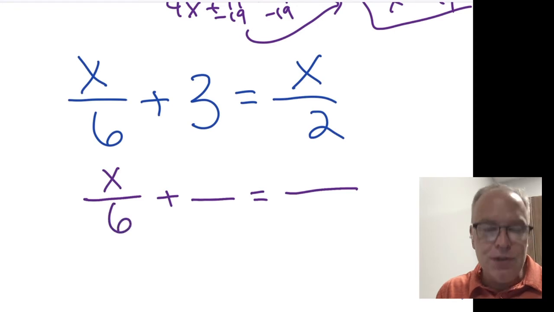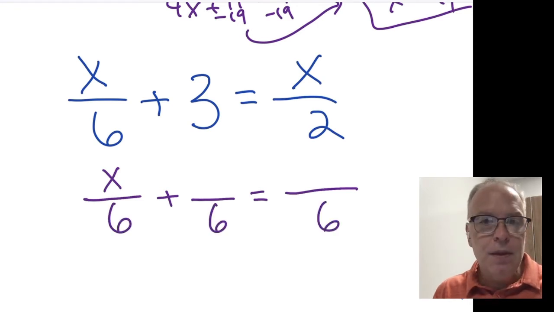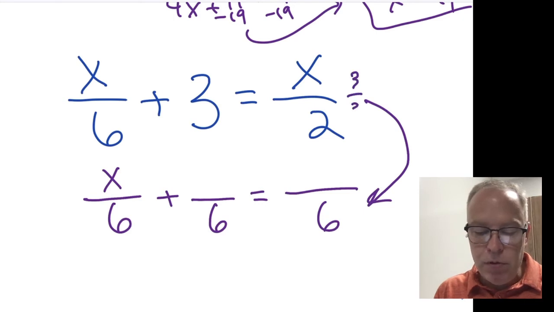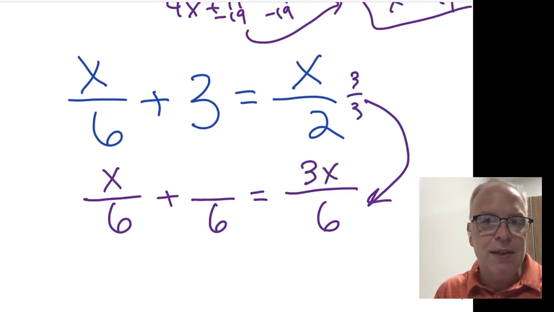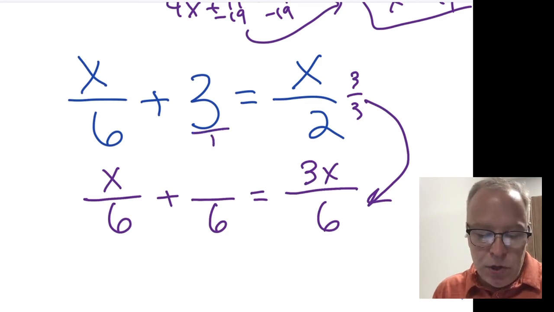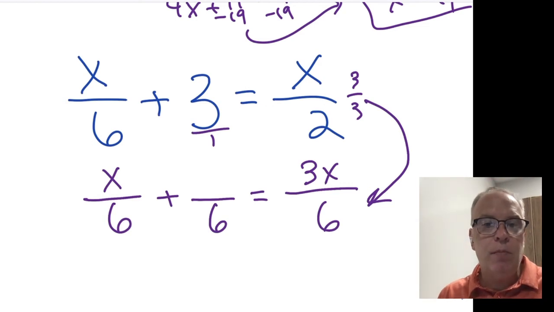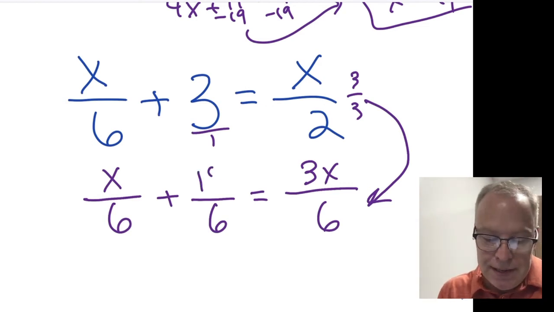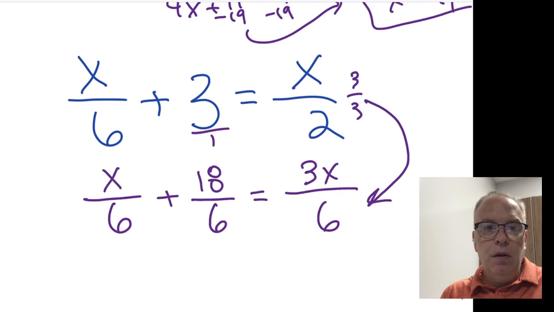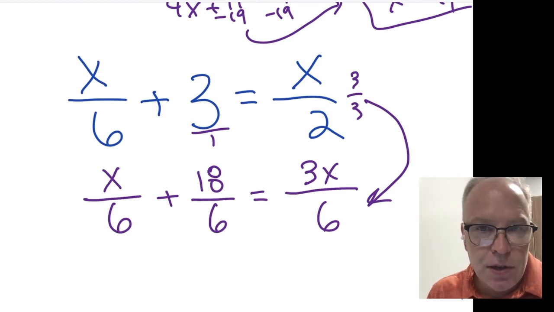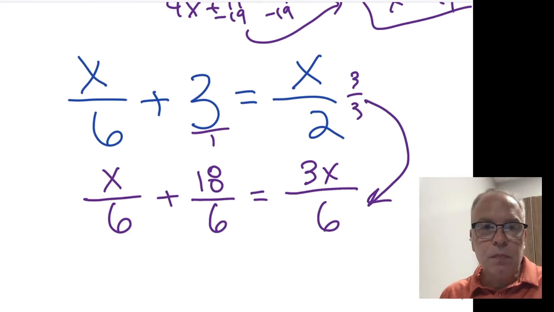So this one doesn't change. This one I have to multiply by 3 over 3 to get there. So I got 3x on the top there. And then this one used to be 3 over 1, but now it's something over 6. So we have to multiply by 6 over 6, which is 18. All right, so if that did not make sense, go back, flip back about 2 minutes and watch that again.